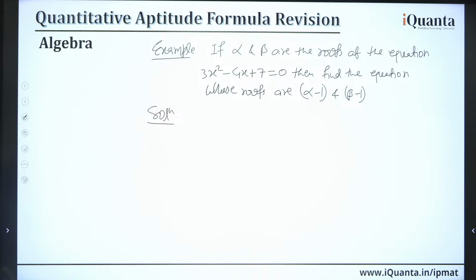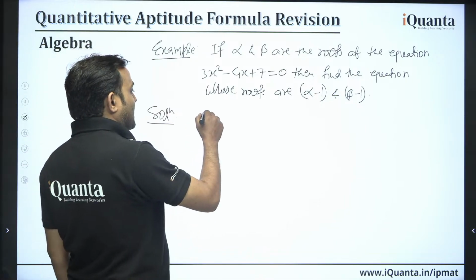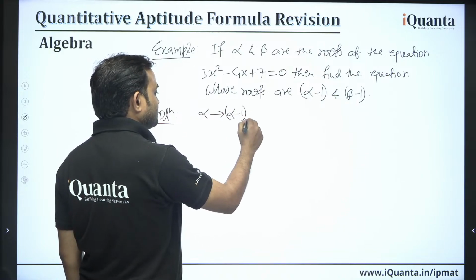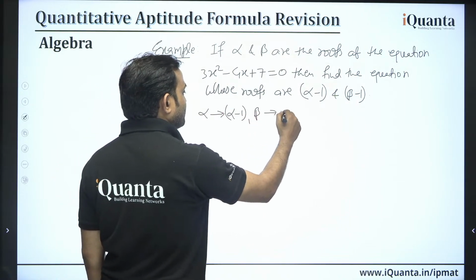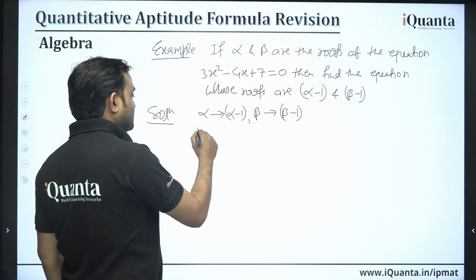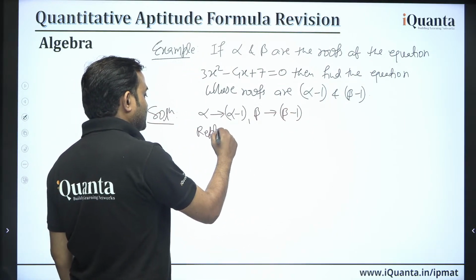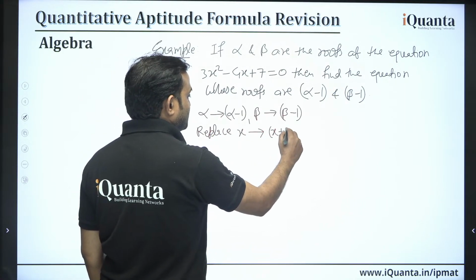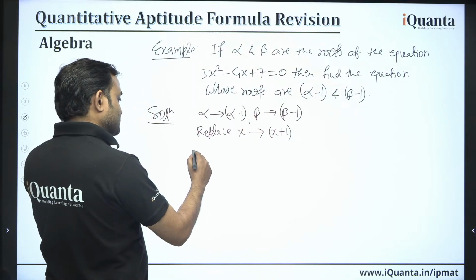3x square plus 2x plus 6 is equal to 0. Okay, let's check it. What do we need to do? Alpha became alpha minus 1, beta became beta minus 1. So to find the equation, we need to replace x by x plus 1.